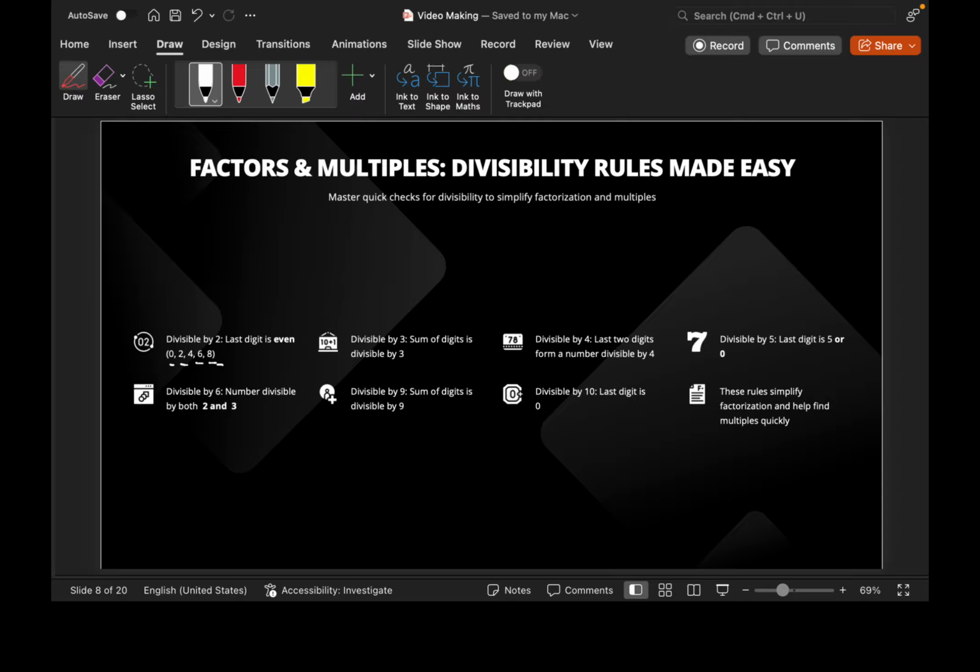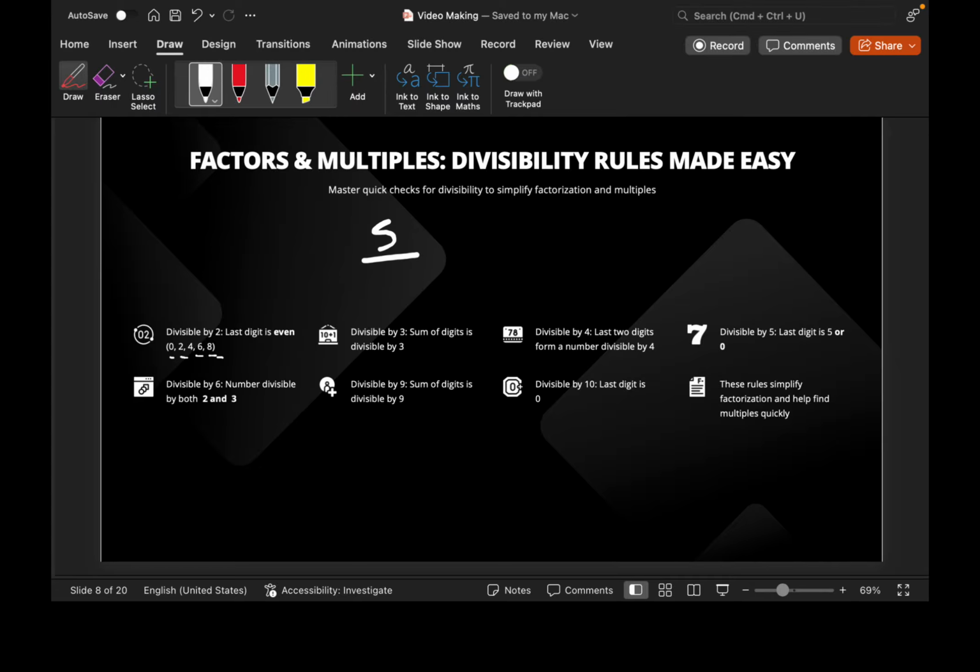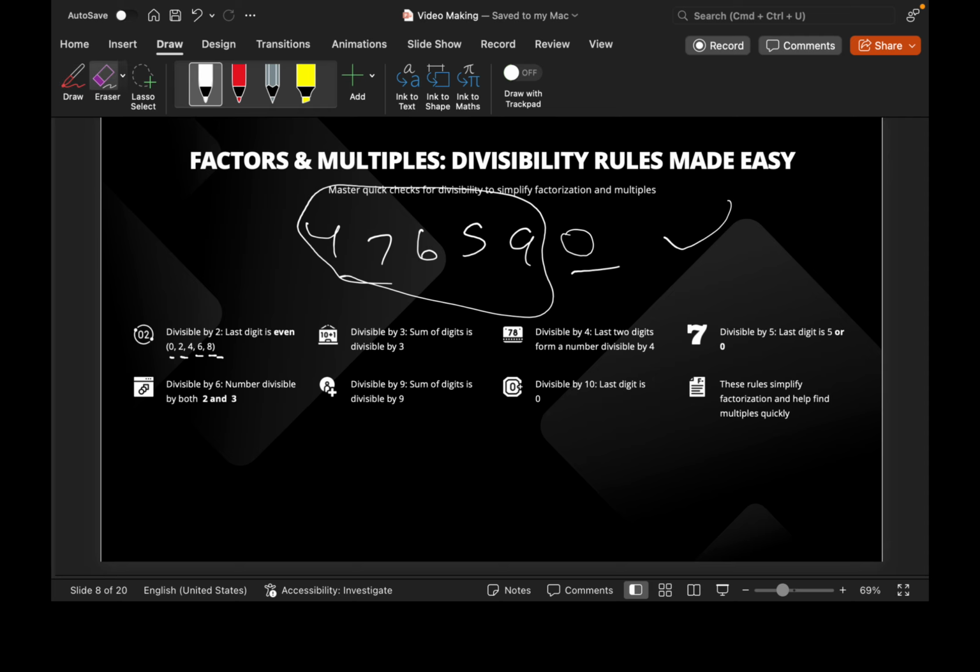The divisibility rule of 5 is one of the easiest divisibility rules. It states that the last digit has to be either 5 or 0. You don't have to look at anything else, just if the last digit is 5 or 0. Take 4, 7, 6, 5, 9, 0. Doesn't matter how big this number is, the last digit is 0, so it's divisible. That's how easy it is.